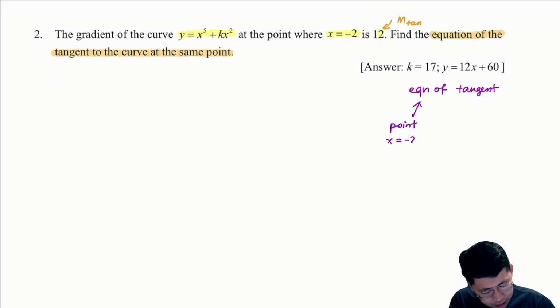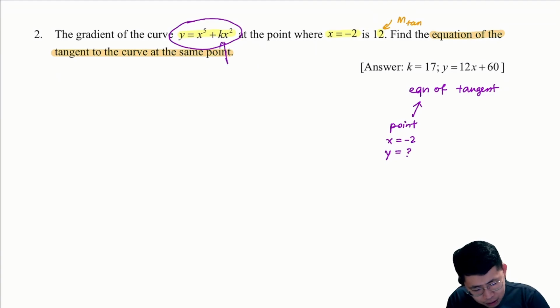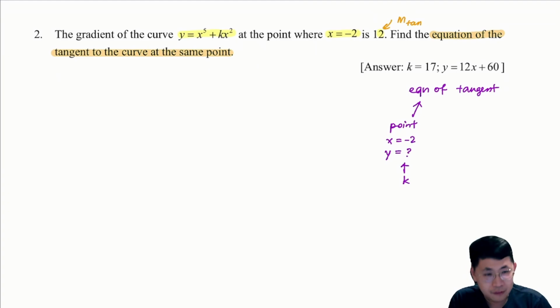x is equals to negative 2. y, actually we don't know, right? And why don't we know the value of y? Because we still need to find the k. So this is a heuristic of working backwards. Now let us figure out how do we find the k.